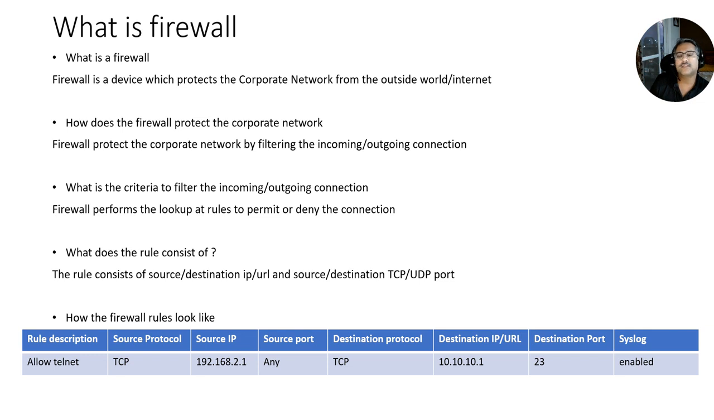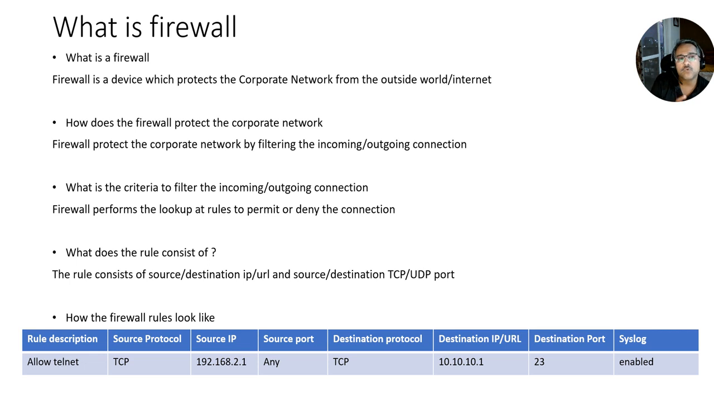Basically, the rule will consist of the source. What are the source IPs that are allowed to communicate, on what source port, and to what destination IP they can talk to outside their corporate network, and on what port. So this is the basic rule: source IP, destination IP, source port, and destination port. Based on these four tuples, you create a rule.